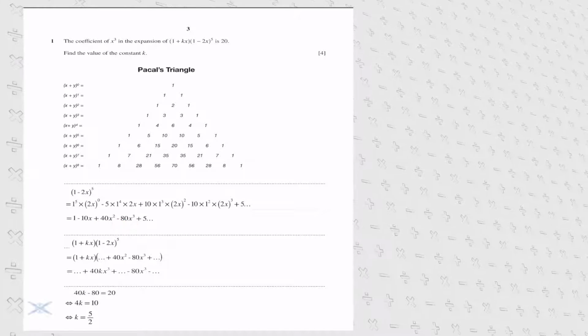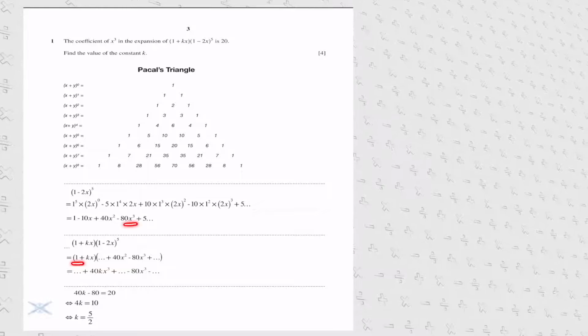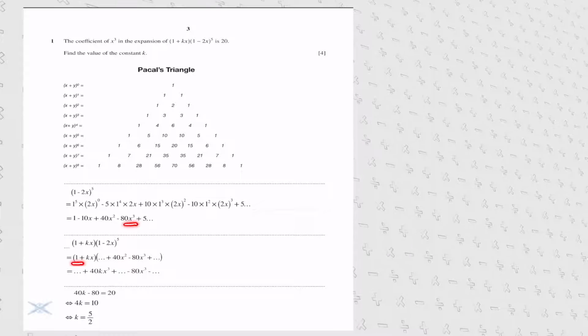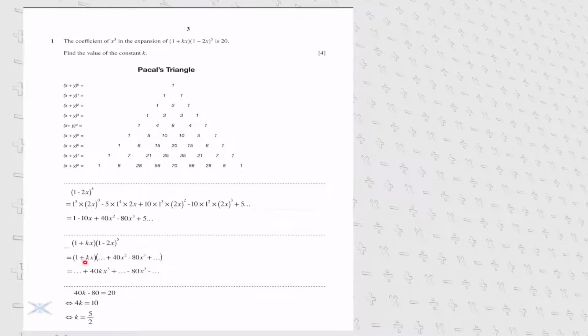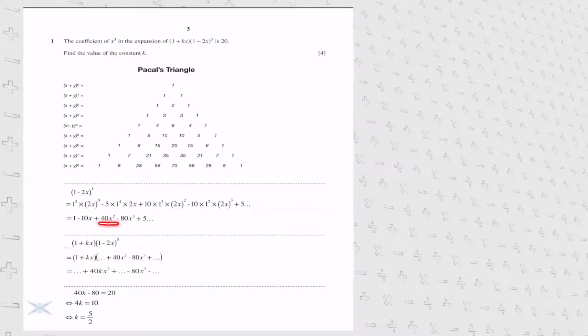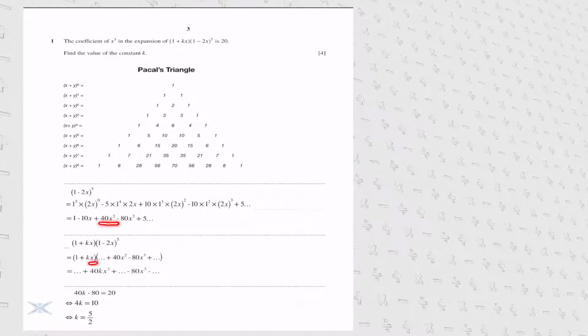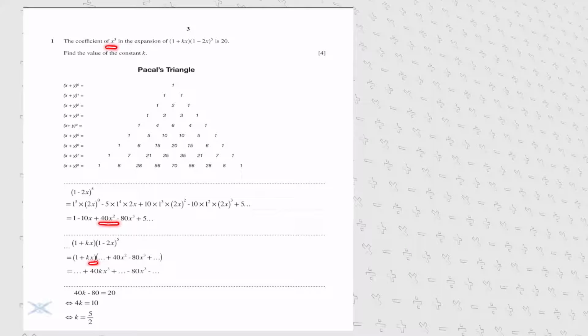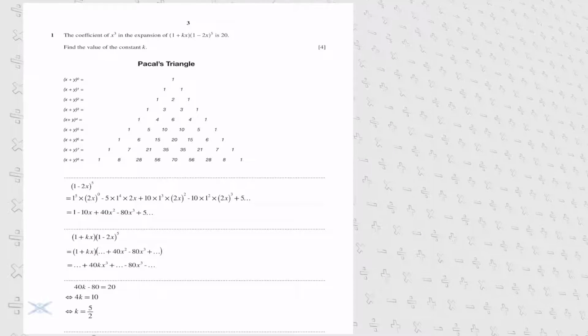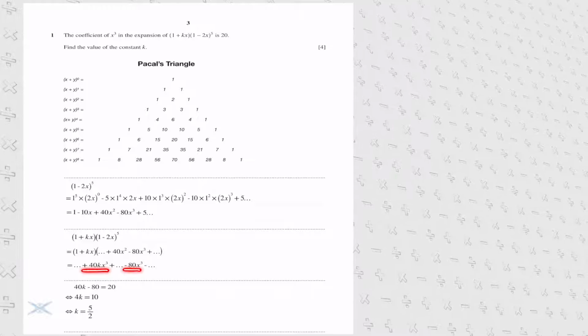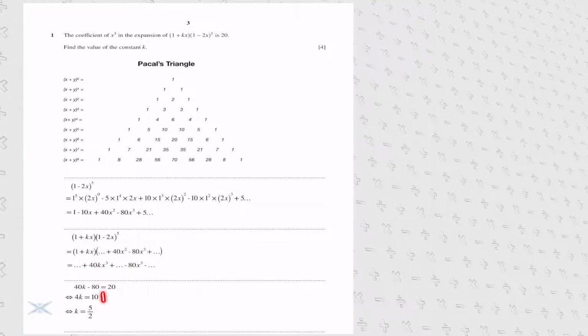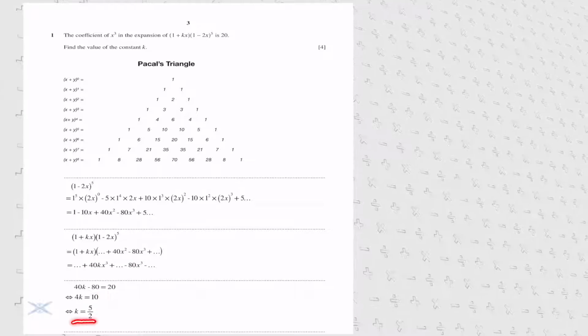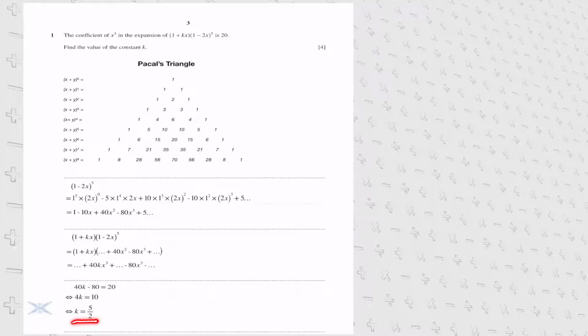The reason being that 1 multiplied by x cubed will provide us with a coefficient related to x cubed, and kx multiplied by 40x squared will do the same, since x multiplied by x squared also equals x cubed. Finally, we just equate those two coefficients with 20 and rearrange this equation for k and receive our result for k, which equals 5 over 2.